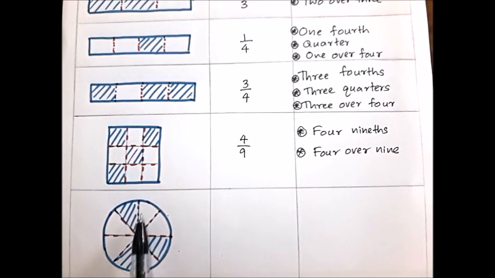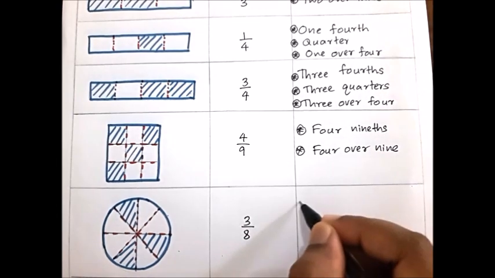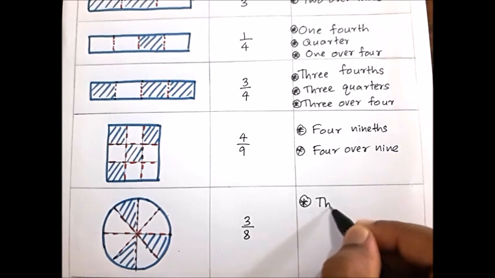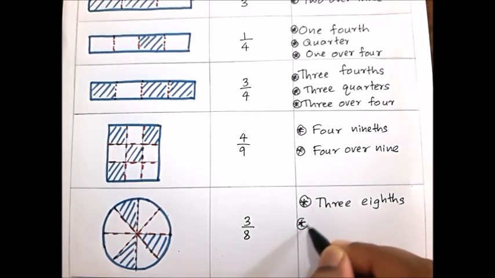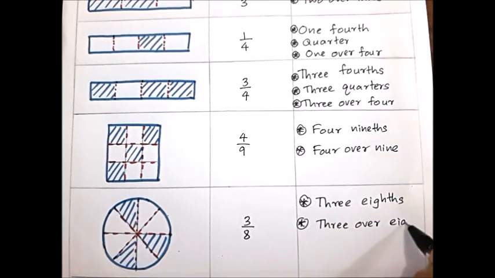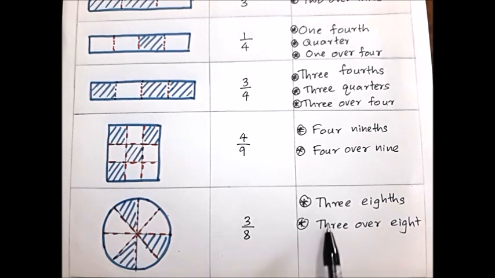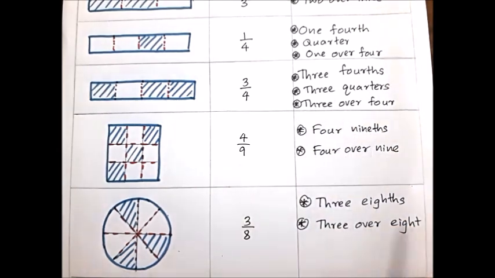Look at this example. Total number of parts is 8. Out of 8 parts, 3 parts are shaded. So the shaded part as a fraction is 3 over 8. The way of reading is 3/8, or 3 over 8. To read these fractions, this is the most commonly used method: 3 over 8, 3 over 9, 3 over 4. That method we use most commonly.